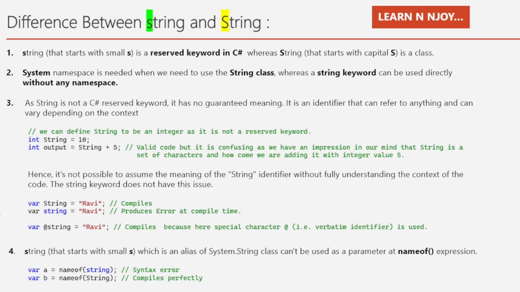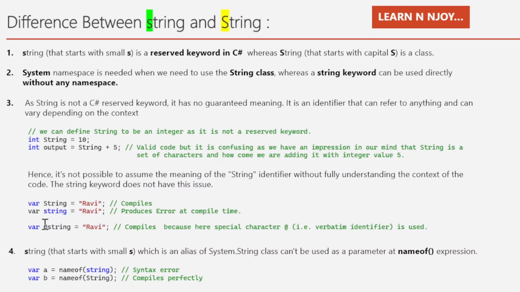Okay, and if you see this example where String is equal to Ravi, here S is capital, so it's valid to write as a variable of the string. But if you try to write like this, where string is equal to Ravi, where s is small, then it is just going to produce an error at compile time, because this string, where s is small, is a reserved keyword.